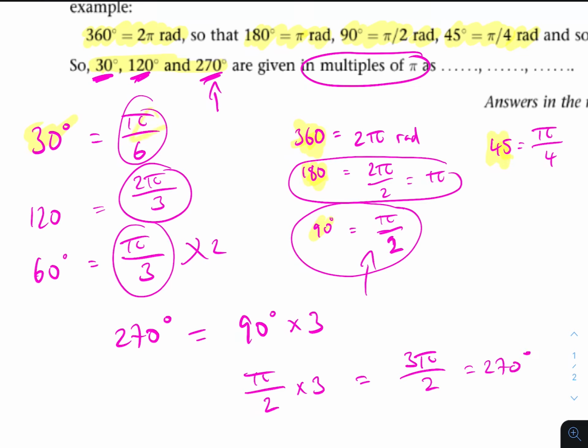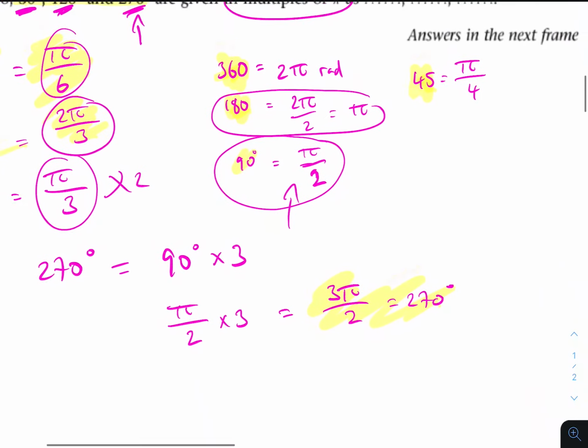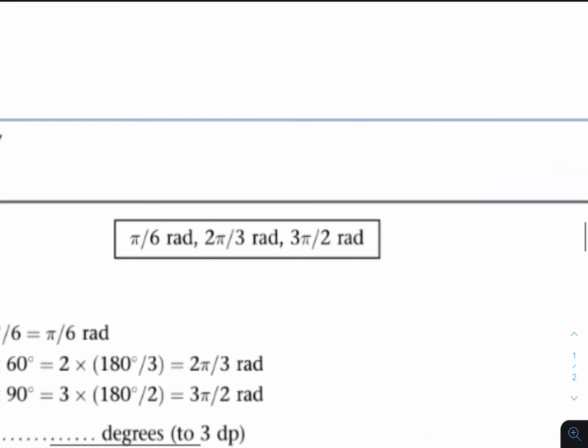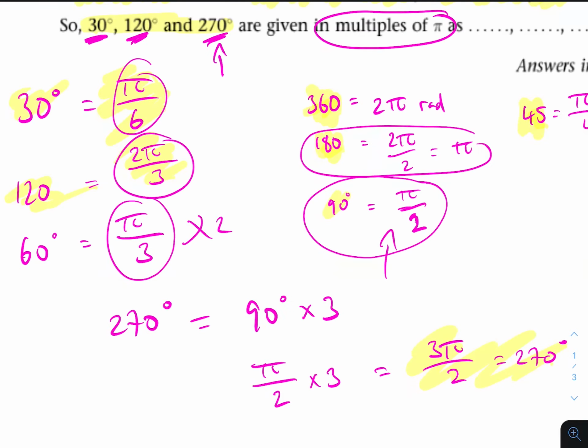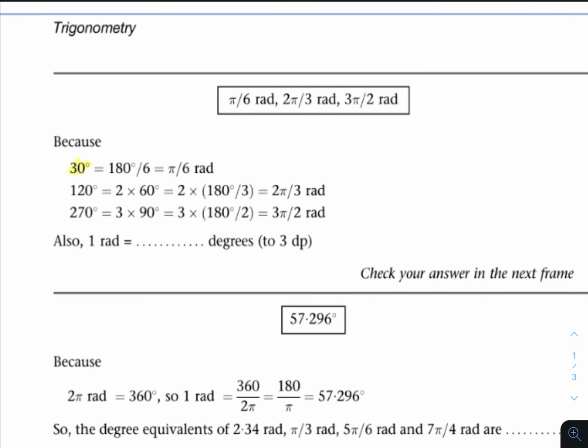So let's check our answers. We've got 30 degrees here, right? We've got 120 degrees, and we've got 270 and 3 pi over 2 equals 3 pi over 2. Yep. So let's find our answers. Here we go. So we've got 30 degrees is equal to 180 divided by 6, or pi over 6, right? That's what we got. 30 degrees is equal to pi over 6, and we worked that out because of this, right? Cool.